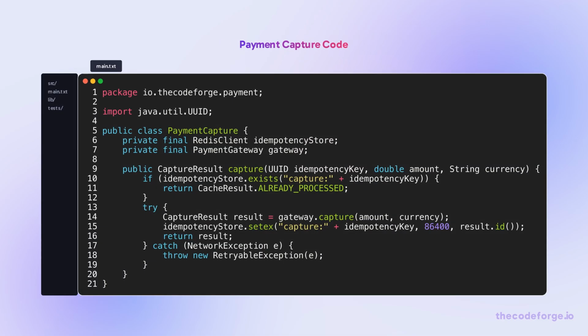This code checks if an idempotency key has been processed before executing the payment. If the key exists, it returns the cached result. If the network fails, it throws a retriable exception so the client can retry with the same key.